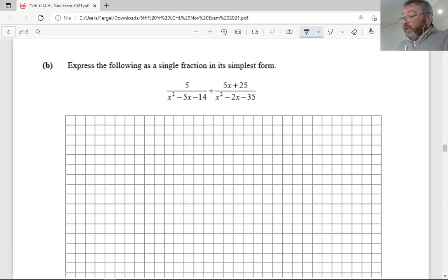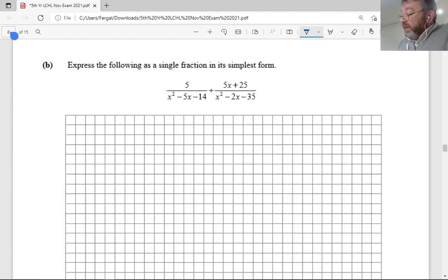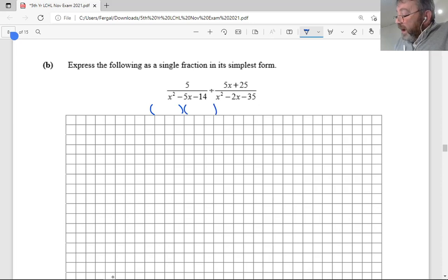Okay, express the following as a single fraction in its simplest form. Now again, notice the presence of powers greater than 1. So immediately we have to factorize. And I would always suggest that you factorize first. So we're going to factorize this quadratic here, and we're going to factorize this quadratic, because they're the ones that are most obvious for factorization.